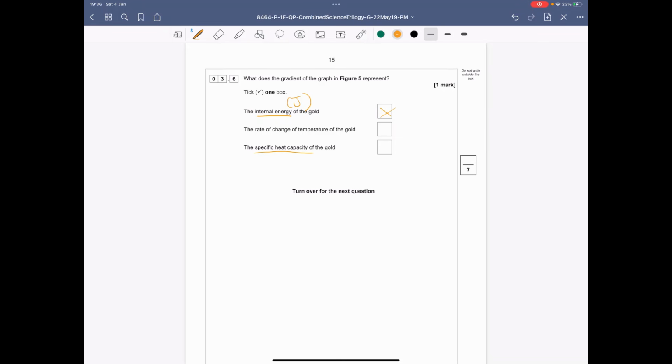Therefore, because it's not about energy, it can't be the specific heat capacity, because the specific heat capacity of a substance is the amount of energy needed to heat 1 kilogram of material by 1 degree Celsius. So it can't be that. So therefore, what this graph is actually telling us is the rate of change of the temperature of gold. That is what the axes tell us. Therefore, that is what it is telling us about.